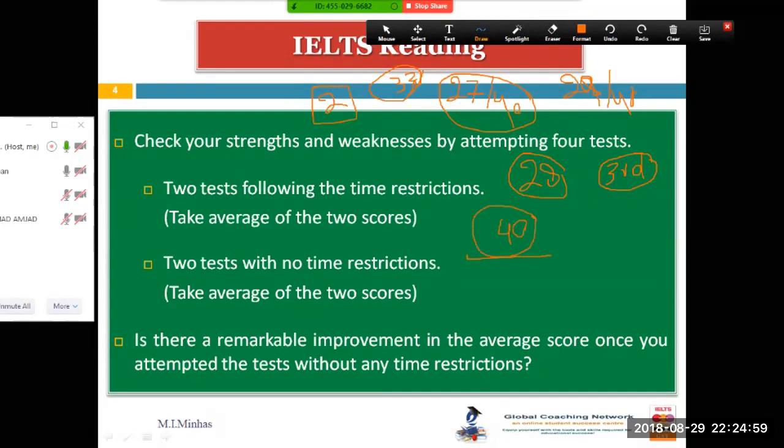Now, let's say after taking that much long time, your score jumps only to 30, or let's say 29. What does it mean? The problem is with your reading comprehension. It's not because of time pressure. But if your score has jumped from 28 to maybe 35, then it means your reading comprehension is reasonably good. You only have to focus on time management.